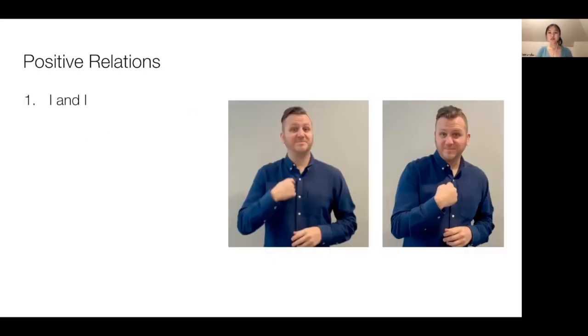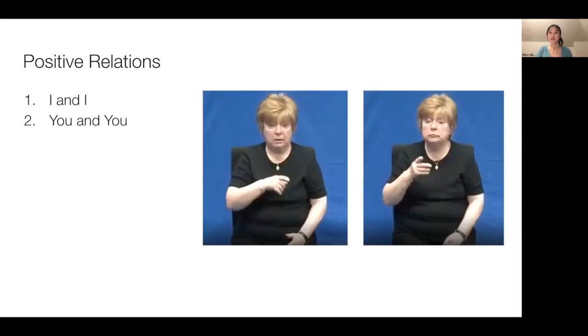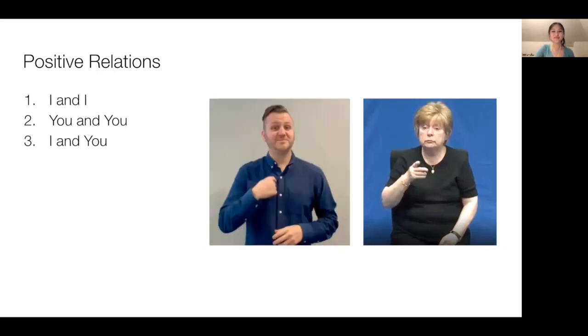We propose 6 heuristics as positive relations that indicate coreference. So first, the I and I heuristic is when the two signs are produced by the same signer and point to the signer's chest. Then U and U, the two signs are produced by the same signer and point away from the signer's body towards the addressee. I and U, where the two signs are produced by different signers, one points to the signer's chest and the other points away from the signer.